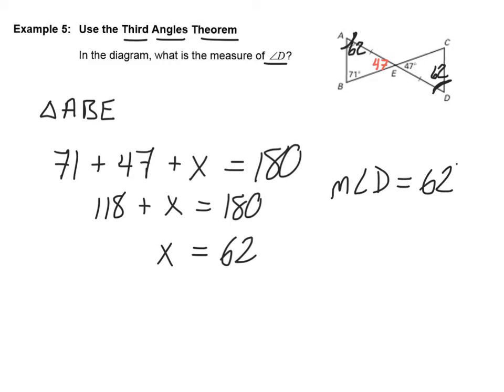And in this case, I could actually apply that third angles theorem to solve for angle C. Since I have 62 and 47 in one triangle, and 62 and 47 in the other triangle, that means that their third angles must be congruent. So the measure of angle C has to be 71 degrees.